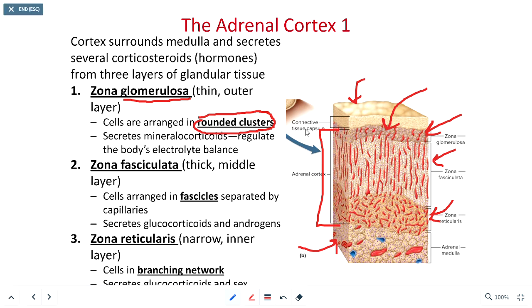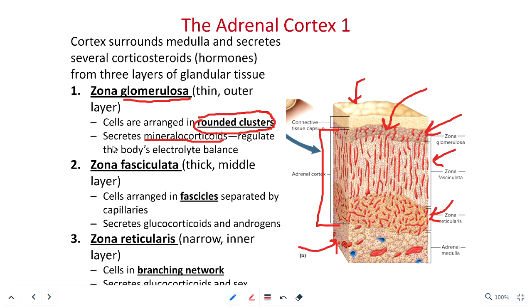And the zona glomerulosa is going to function primarily to release mineralocorticoids. Mineralocorticoids are a category of chemicals that help to regulate the electrolytes, the ions in our bodies. So if we regulate the ions in our bodies, we are going to regulate, vicariously, or as a secondary response, our body's fluid balance as we regulate the amount of salts that are in our body.